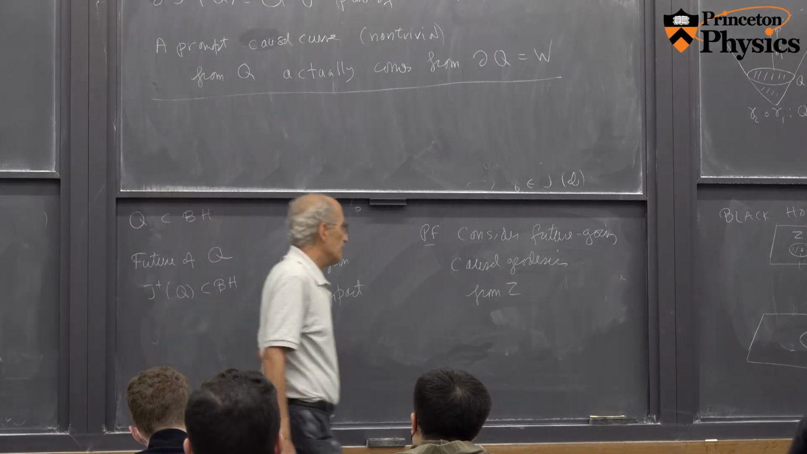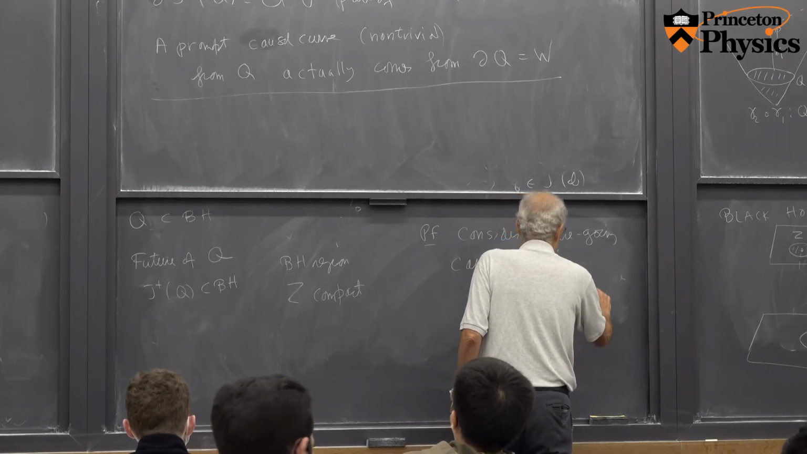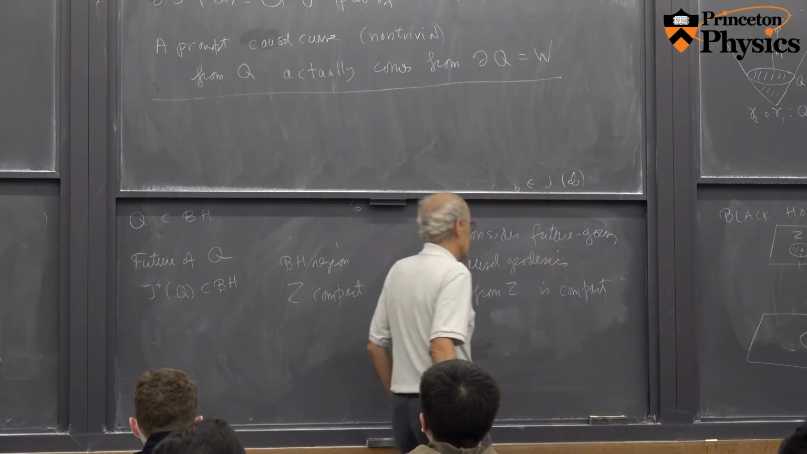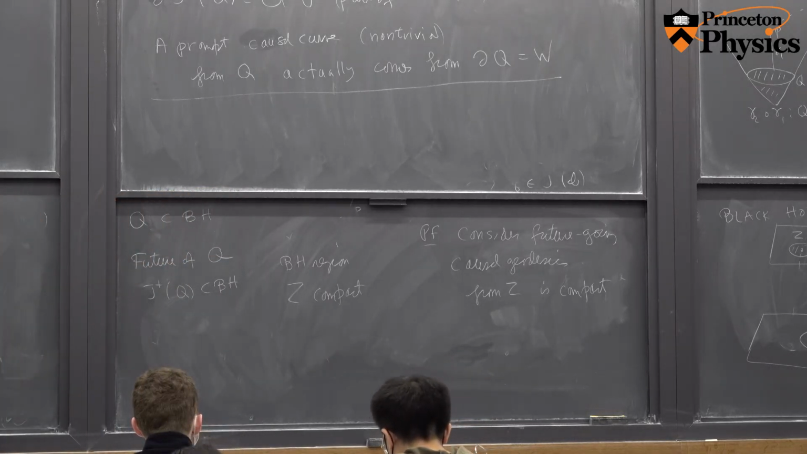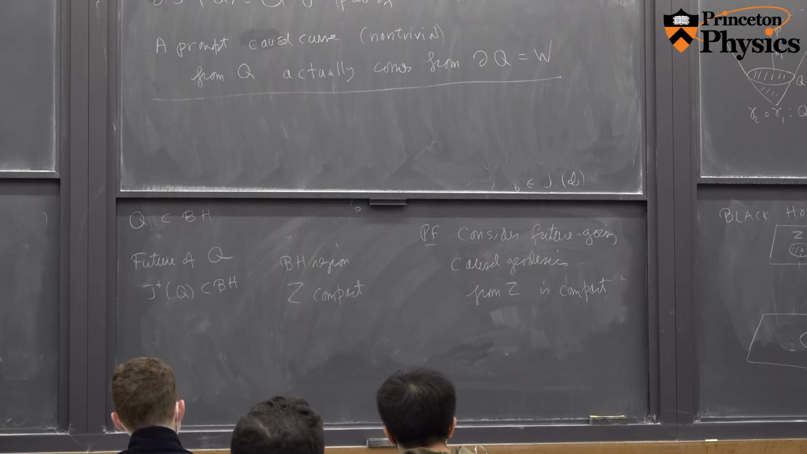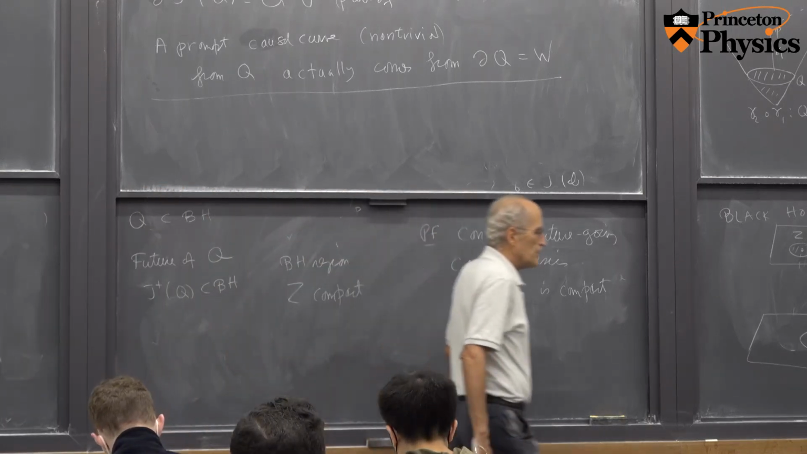And given this, the space of future-going causal geodesics from Z is also compact. This wouldn't be true if we said future-going time-like geodesics. A time-like geodesic could be very, very close to light-like and has no limit. So the set of time-like geodesics from Z would not be compact. But the set of causal geodesics is compact.